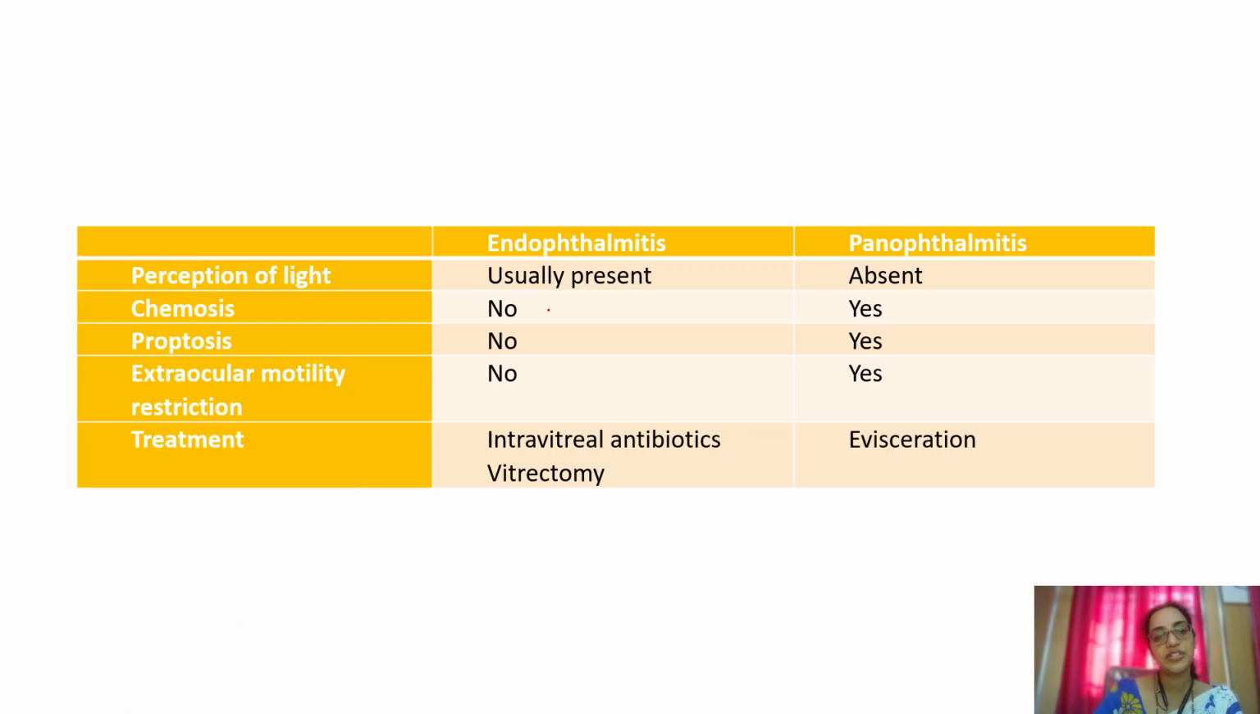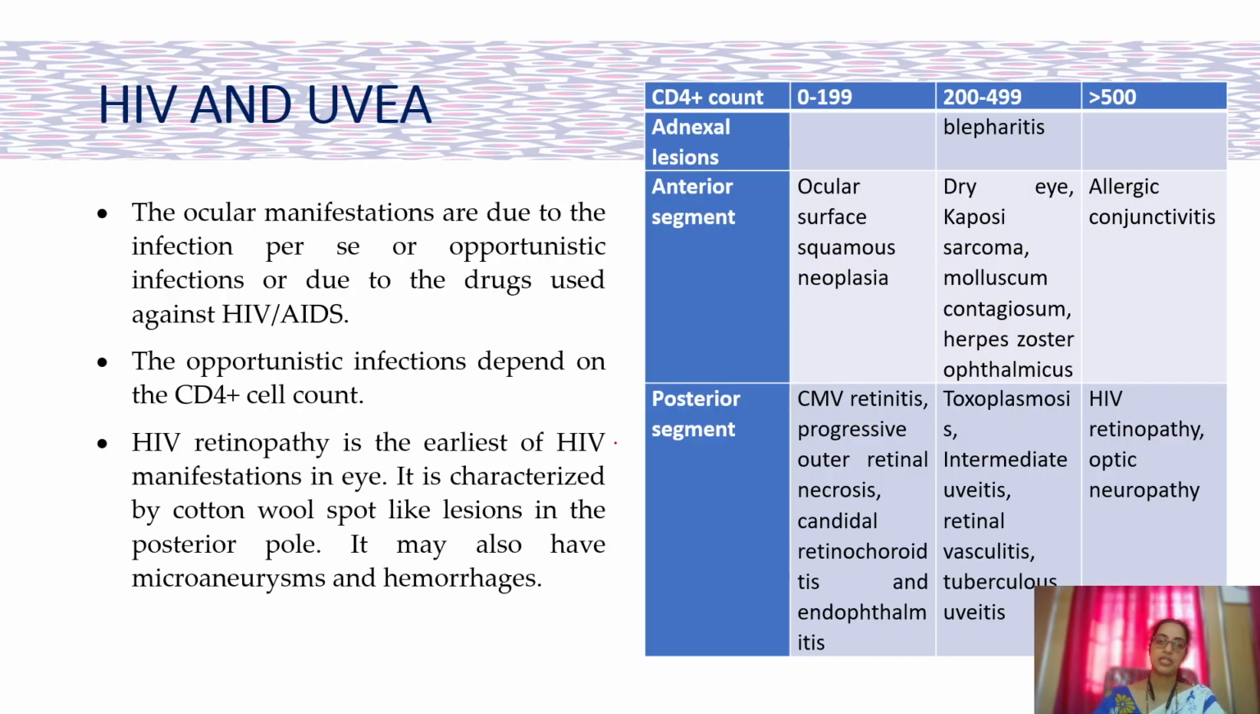So what are the subtle differences between endophthalmitis and panophthalmitis? Perception of light is usually present in endophthalmitis. Chemosis, proptosis, and restricted ocular motility are absent in endophthalmitis, whereas they are present in panophthalmitis. In endophthalmitis you want to save the eye, so you give intravitreal antibiotics with vitrectomy. In panophthalmitis, evisceration is the treatment.